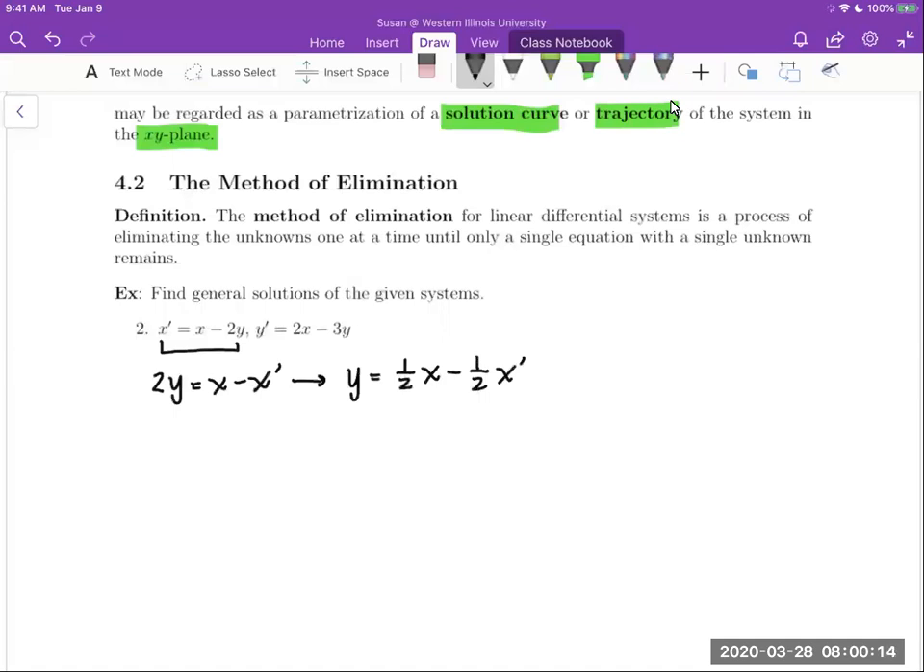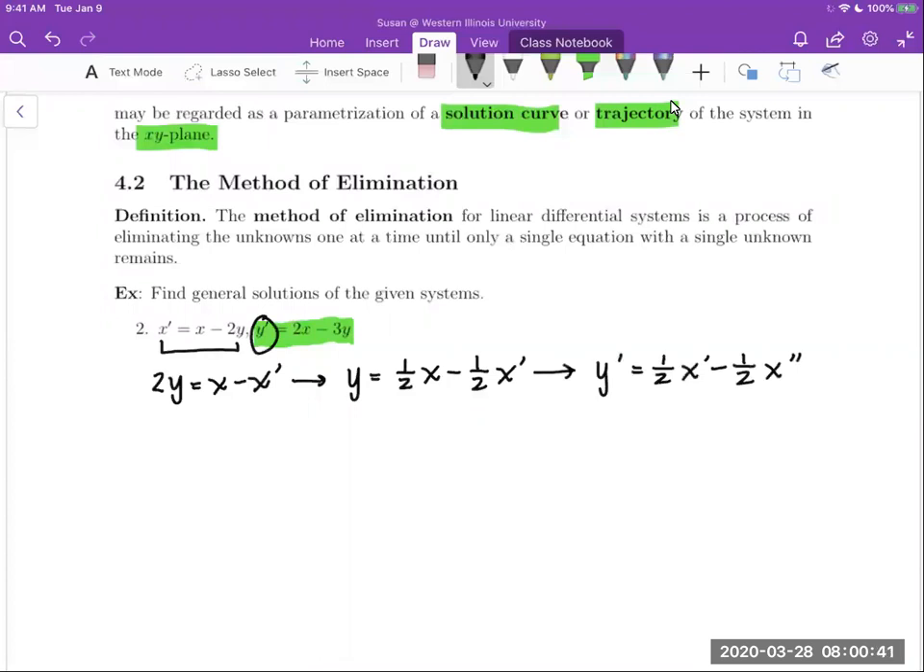Now, when I look over at the second differential equation, it gives me a relationship between x, which is what I want to work with, y, which is what I just solved, but also y prime. So in order to find an expression for y prime, I'm just going to take this expression for y and differentiate it. So y prime equals 1/2 x prime minus 1/2 x double prime.